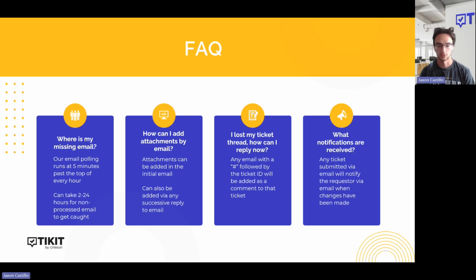we have what is called email polling, and that runs 5 minutes after the top of every hour. And that basically serves as a catch-all, a fallback for any ticket or any email that doesn't get caught by the email connector normally. It will check for emails not within the last hour, but 2 hours ago, that have been submitted and anything that hasn't been created as a ticket. And then it will only check up to 24 hours ago.